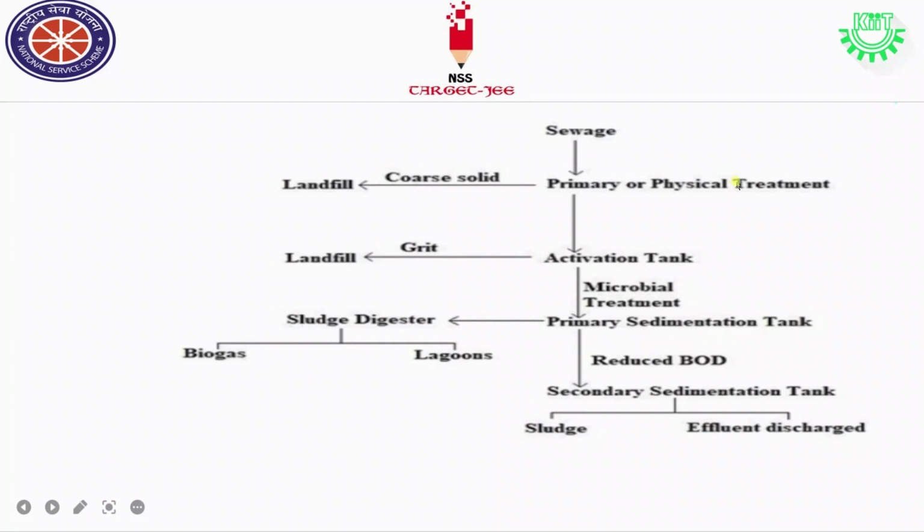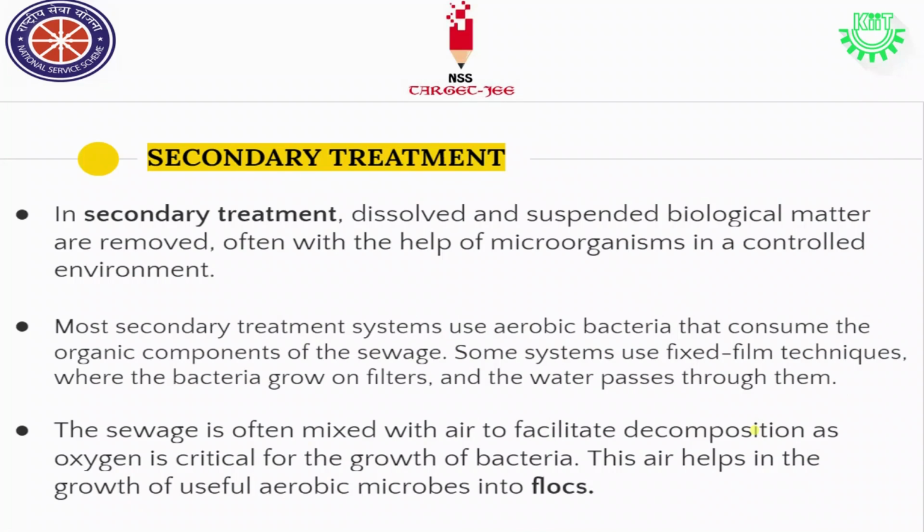The sewage is first transferred to primary and physical treatment, where coarse solids are removed into a landfill. The remainder of this process is sent to the activation tank where grit, that is small pebbles, are then transferred to the landfills. The remainder of the activation tank is then microbially treated and transferred into the primary sedimentation tank where the sludge digester produces biogas and lagoons. The remainder of the primary sedimentation tank is reduced to BOD and sent to the secondary sedimentation tank where sludge and effluent are discharged.